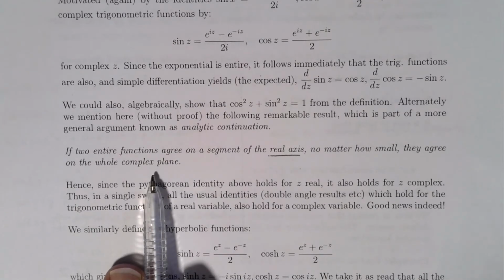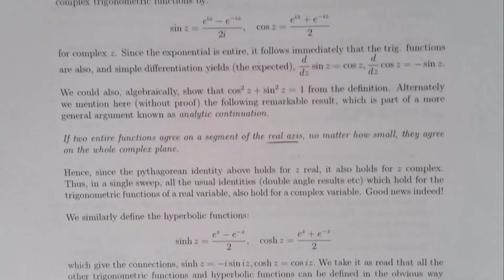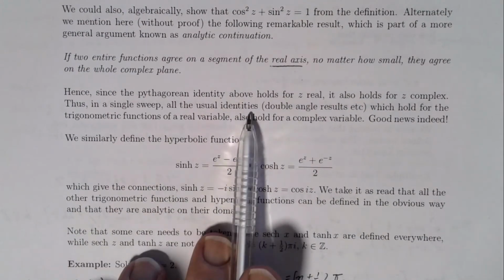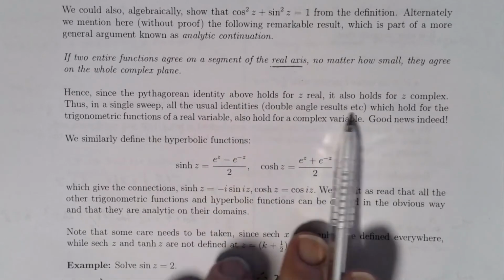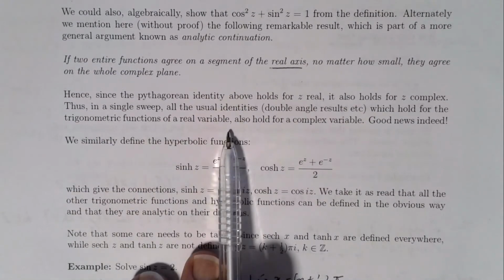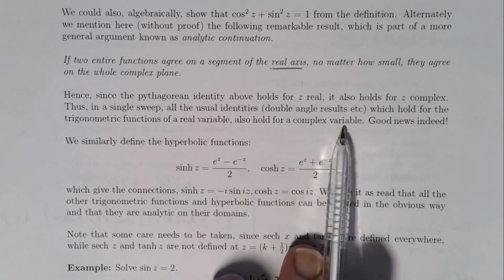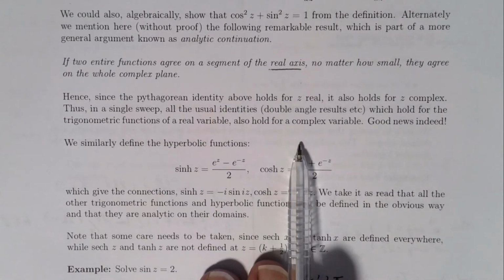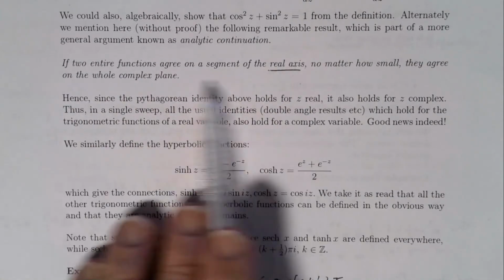Now you see how remarkable that is, because in one single sweep all the usual identities, including double angle results, everything which holds for trigonometric functions of a real variable, automatically holds for functions of a complex variable. And this is good news. We don't have to reprove all of those things. They follow instantly once we have this idea of analytic continuation.